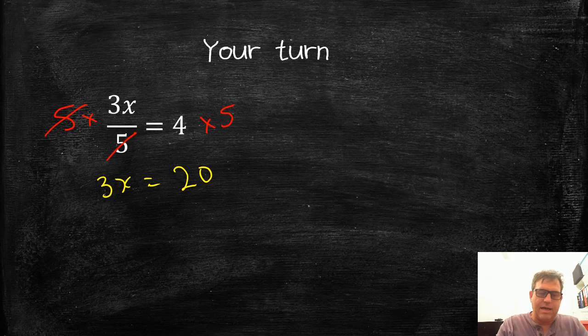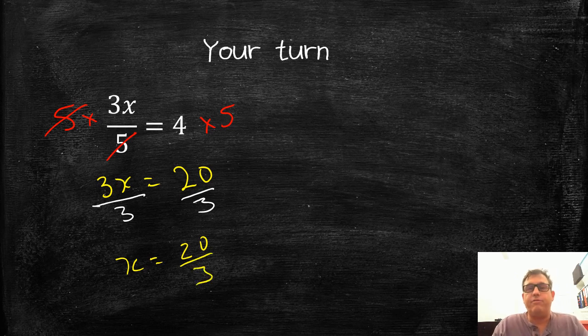Now it looks like an equation we've been solving for the last few lessons. So I can divide both sides by 3. And that means that x equals 20 over 3. That's a simplified improper fraction. We can leave it like that. Or if you really insist, that's going to be 6 and 2/3.